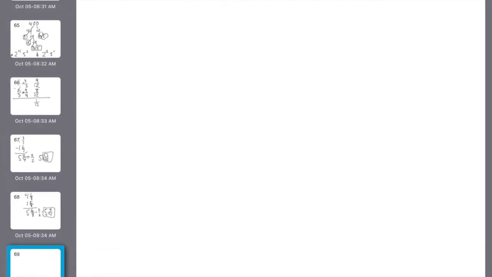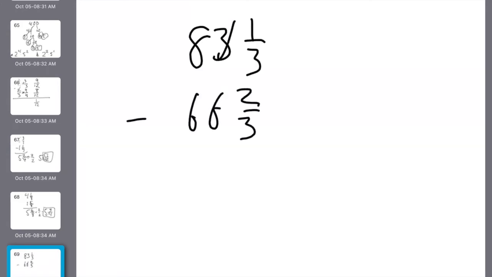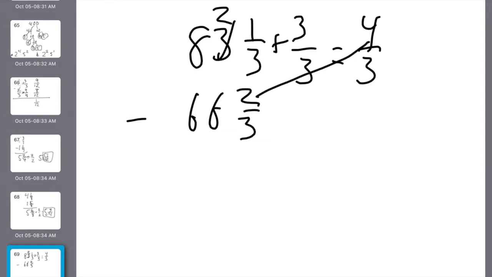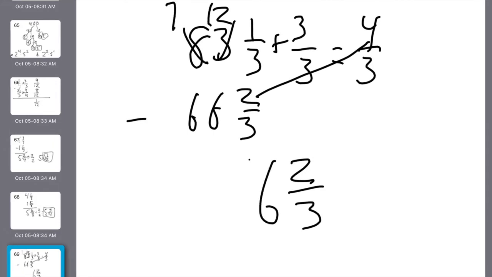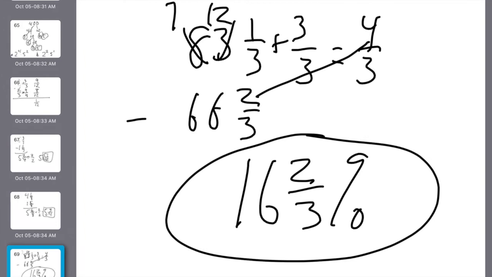Number 21, from today's lesson, I have 83 and 1/3, and I'm subtracting 66 and 2/3 from it. Cross it out, make it a 2, bring it over 3/3, add 3/3 to 1/3, and you get 4/3. 4 minus 2 is 2, the 3 stays the same. Have to borrow again. 12 minus 6 is 6, 7 minus 6 is 1. It's a percent. I have 16 and 2/3%. As fractions, that's 5/6 minus 2/3 equals 1/6. Just so you recognize those things.